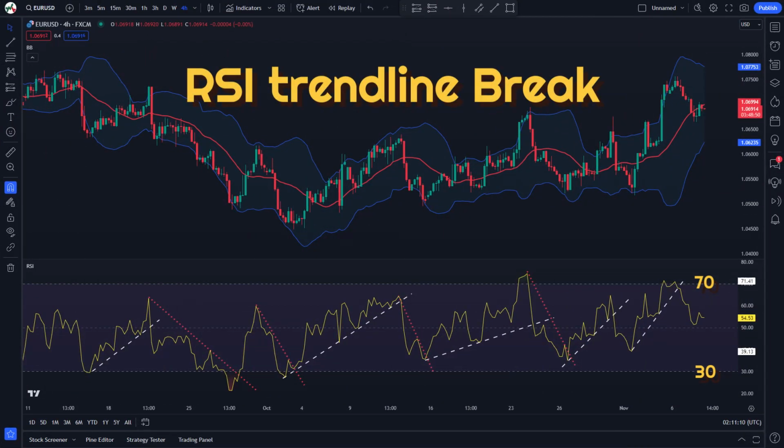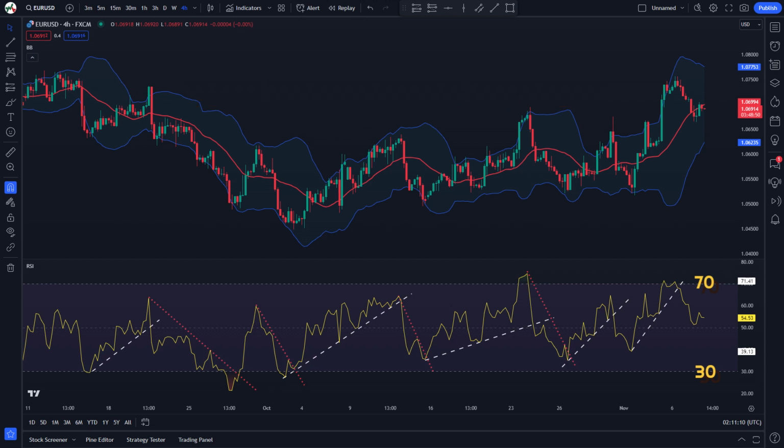RSI trendline breaks. One method of using RSI is the use of trend lines directly on the oscillator itself, in much the same way that they are used on price charts. Trend lines are one of the most common and helpful tools in a trader's kit. They are used to show the price's upward, downward, and sometimes sideways movement.